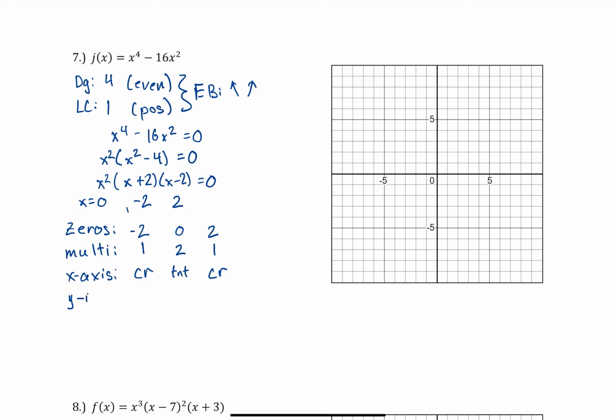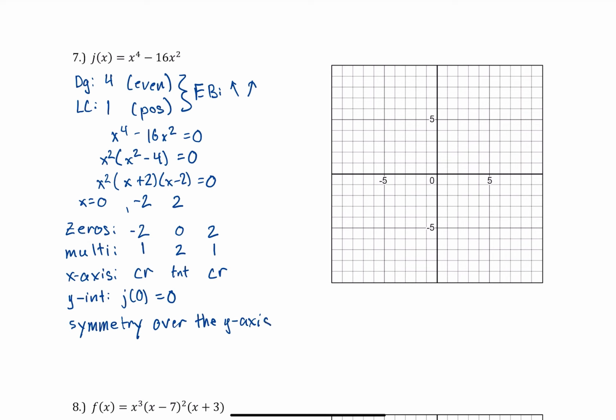The y-intercept here, when you plug in 0, j of 0 is equal to 0. And again, because all of the powers on the x's are even, we do have symmetry over the y-axis.